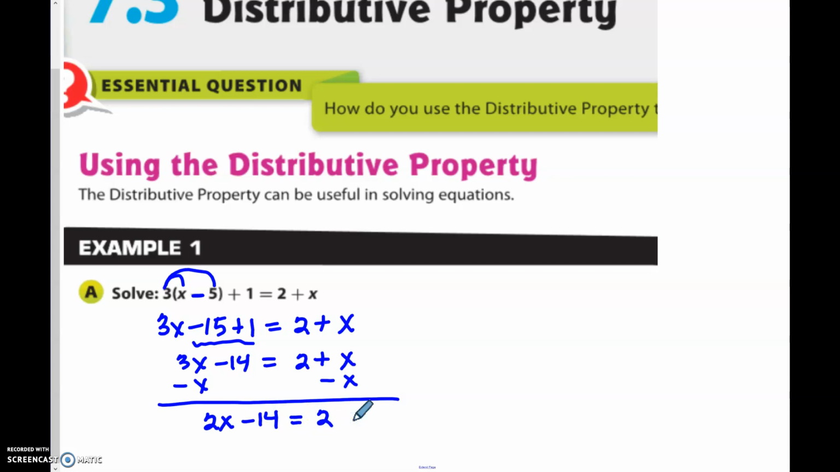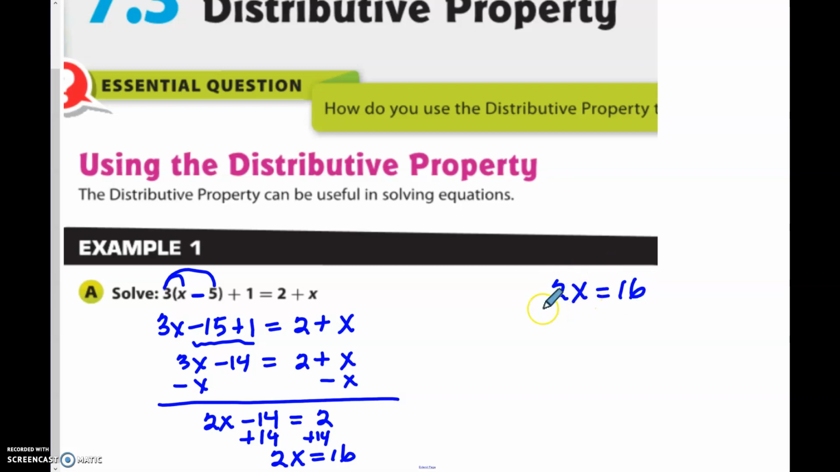All right, now this is eventually just a two-step problem here, so we have to move that negative 14. So I'm going to add 14 to both sides. So 2x equals 16. And I kind of ran out of room here, so I am just going to recopy it over here. 2x equals 16.